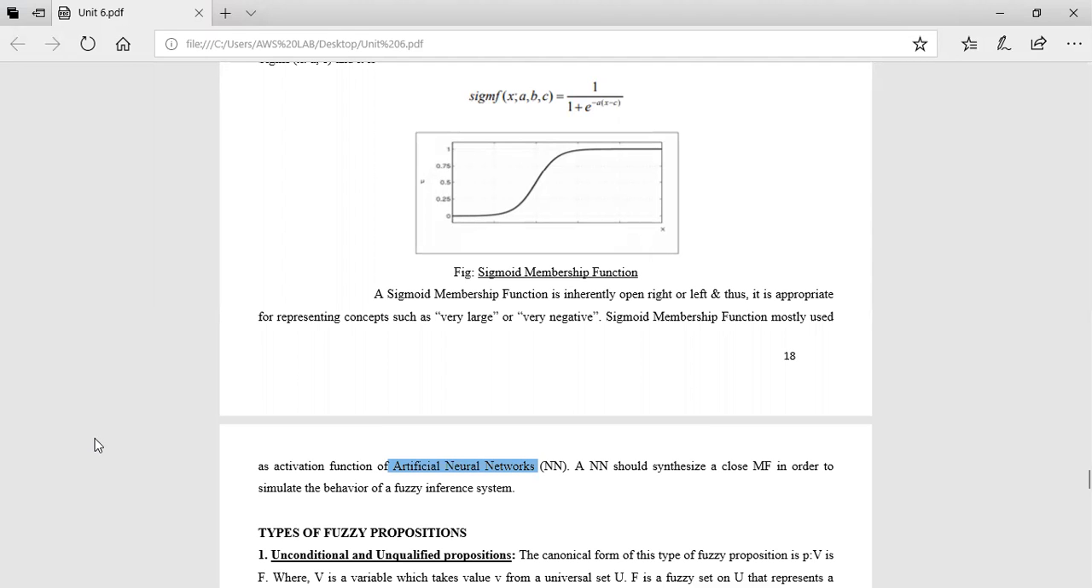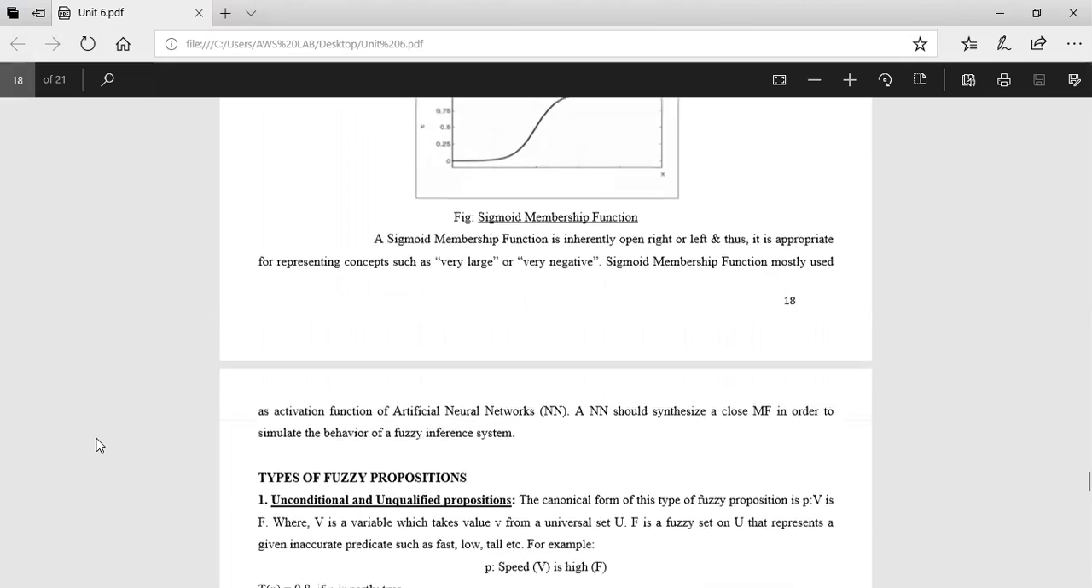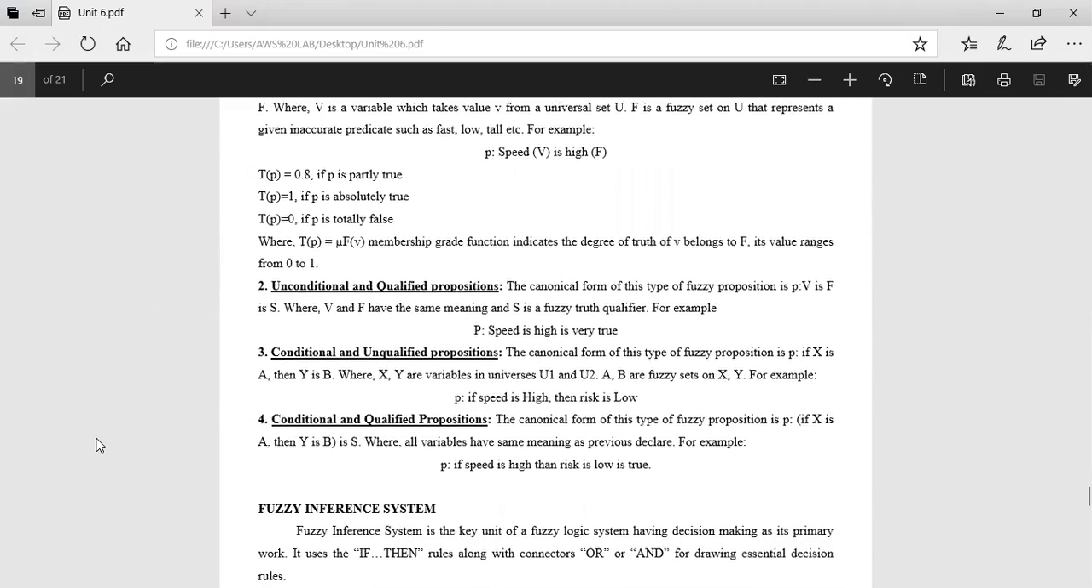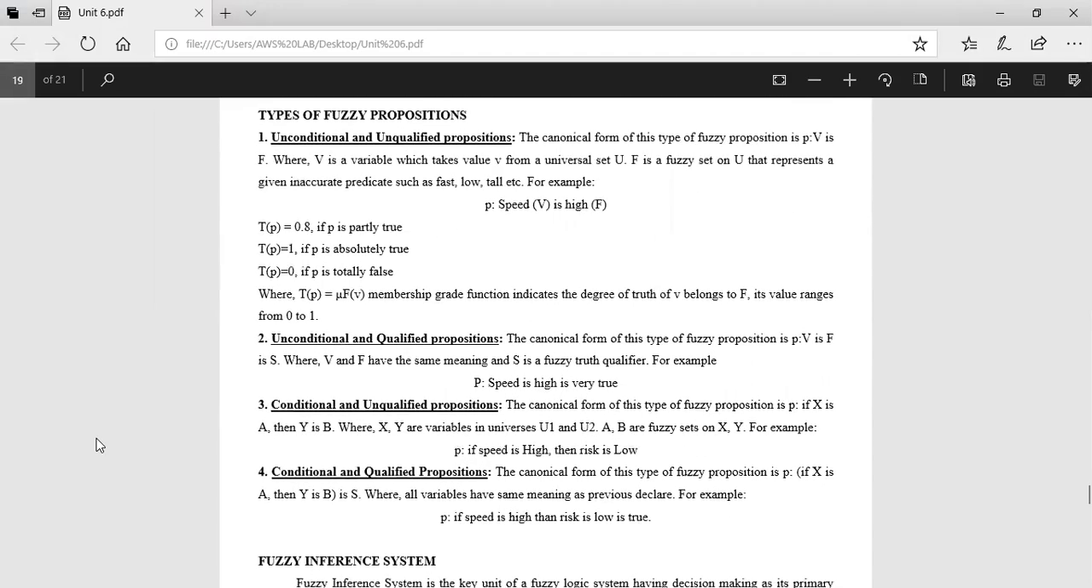Here all of it. And the next one is types of fuzzy prepositions. See, there are 4 types of fuzzy prepositions. First one is unconditional and unqualified prepositions. Second one, unconditional and qualified prepositions. Third one, conditional and unqualified. Fourth one is conditional and qualified. So manaki 4 types of fuzzy prepositions ఉన్నాయి.